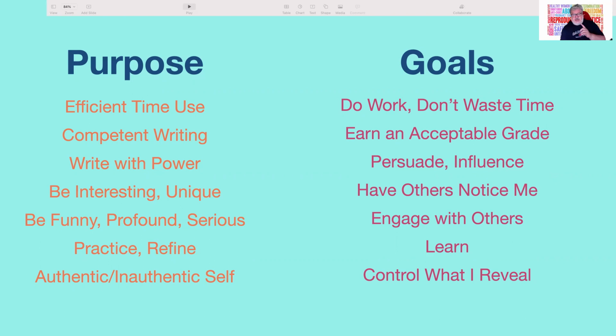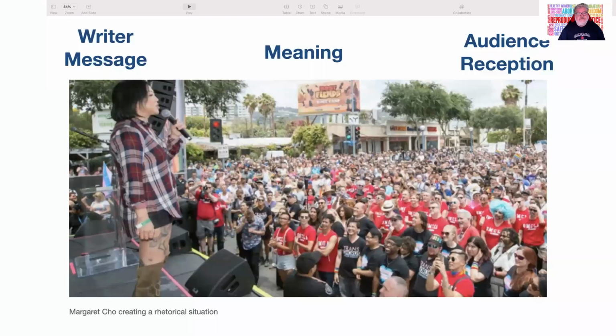Now again, we can spin these and look at it from the reading side. How did the writer approach their purpose here? How did they accomplish their goals based on those purposes? The next couple of things you think about when it comes to rhetorical literacy are, who are you as a writer, and what are you trying to say? And who is your audience, and what are they hearing?